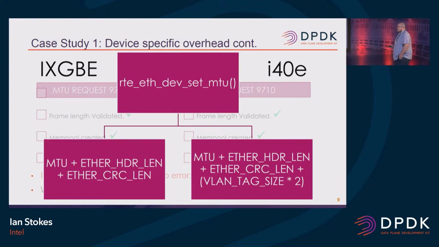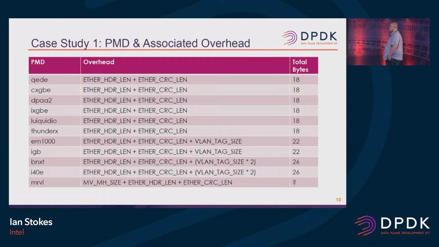But I took a deeper dive and looked through some code across the board. What I started noticing is that with different PMD drivers, there is different overhead being considered when they're validating as part of their set MTU. From QEDE down to their X, you'll see that it's Ethernet header length and CRC, so it's 18 bytes. When we get to things like the e1000 and IGB, they account for 1 VLAN tag, so that's 22 bytes. For the BNXT and I40E, it's 26 bytes for 2 VLAN tag size.